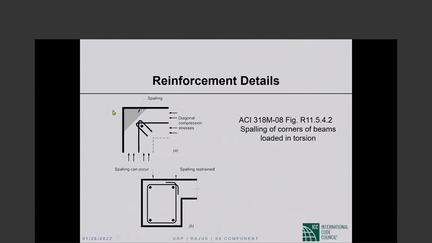So these are very good pictures. At this corner, you will need the 135-degree hooks on the closed transverse reinforcement. At this corner, 90-degree hooks are good enough because this slab will prevent this kind of spalling of the corner. Okay, this slab confines the transverse reinforcement, so now the 90-degree bends are good enough.